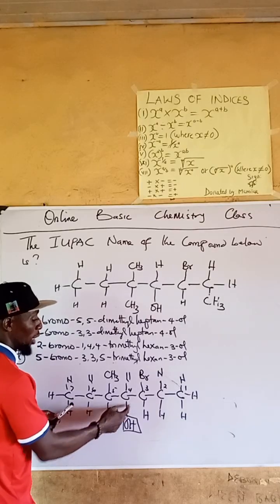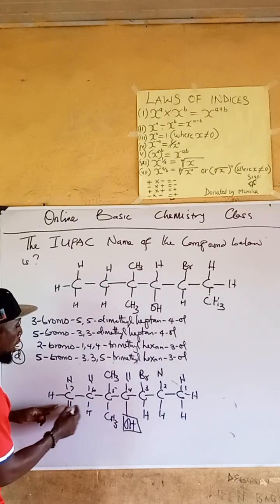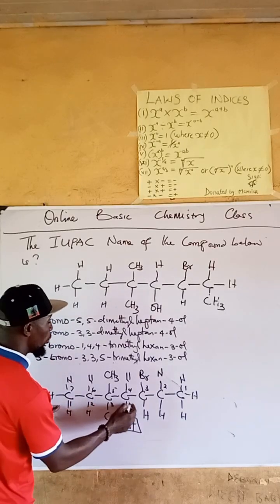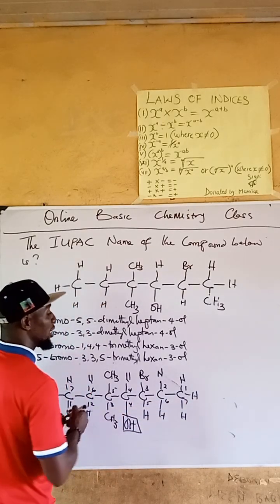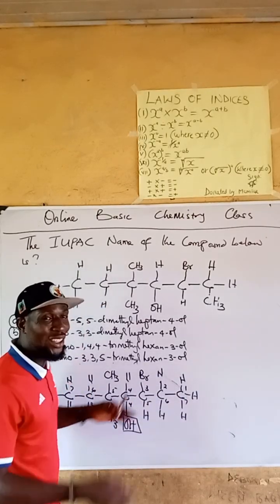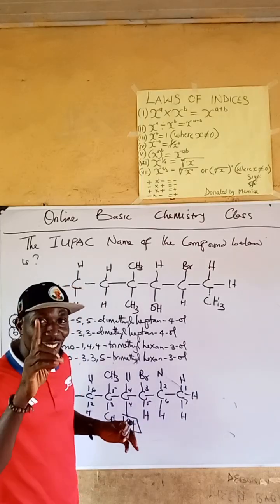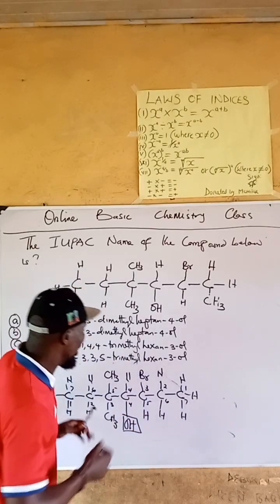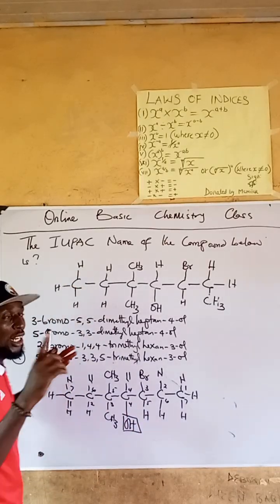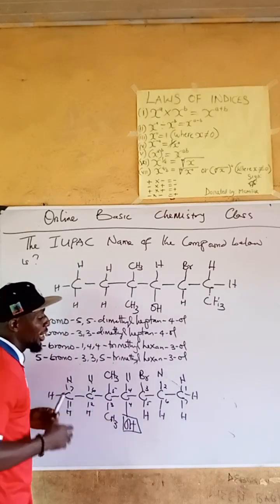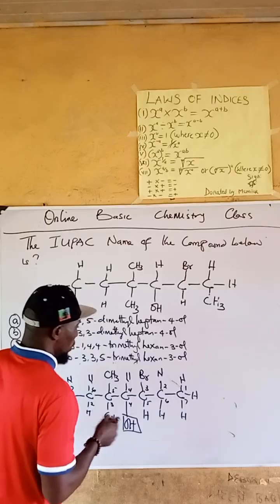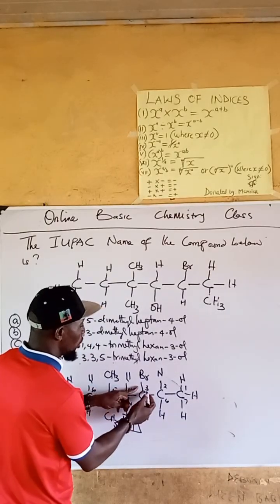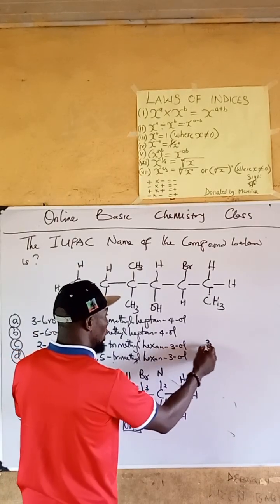We are giving this 4 now. What if I number from this end? 1, 2, 3, 4, 5, 6, 7. So you're seeing that I can number from either this end or this end. So now what happens to the substituents? That is where you must pay attention. Now we've identified the longest chain and also numbered. It's time to look for where the substituent groups are. From this end we have 3.